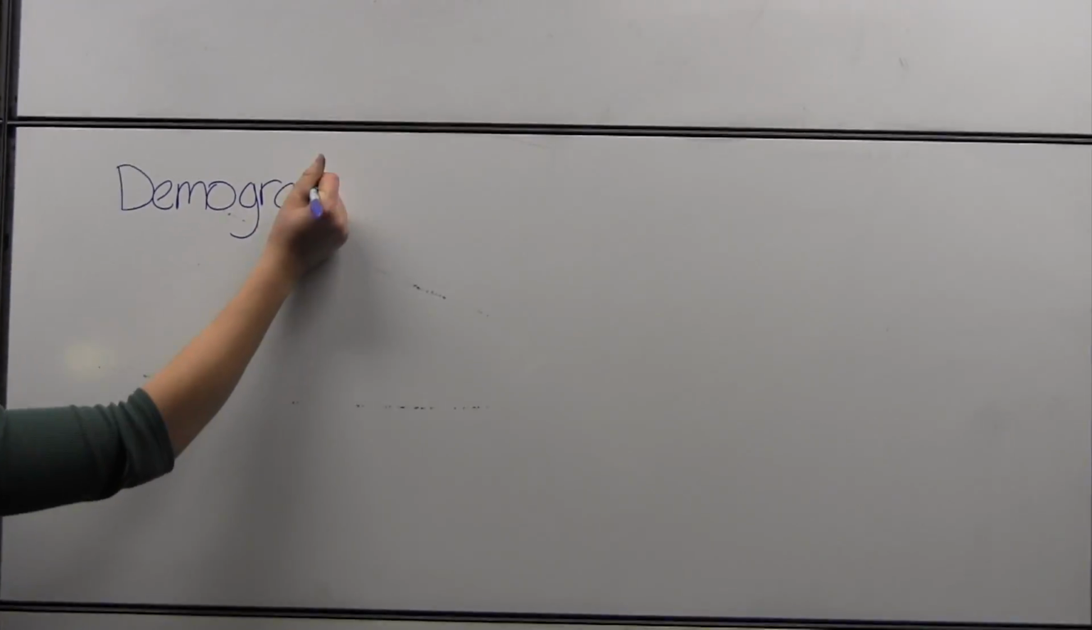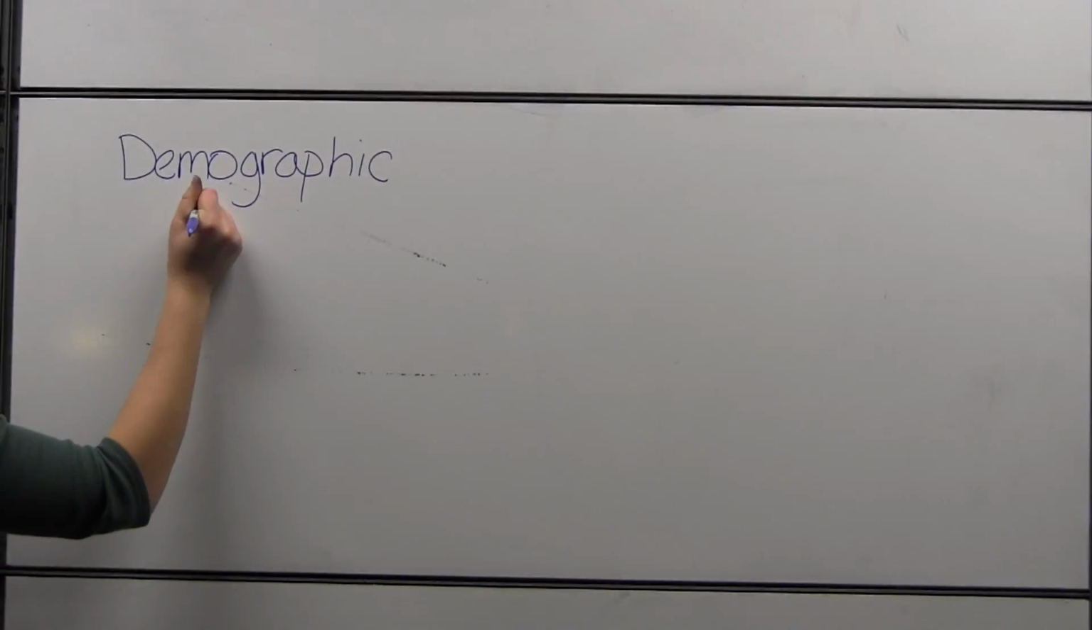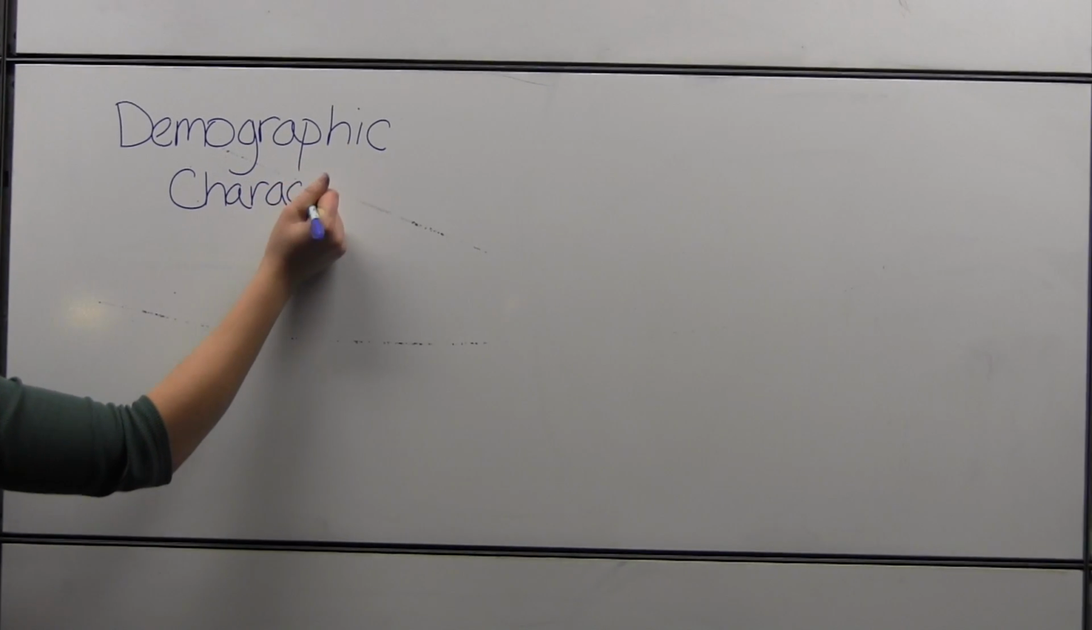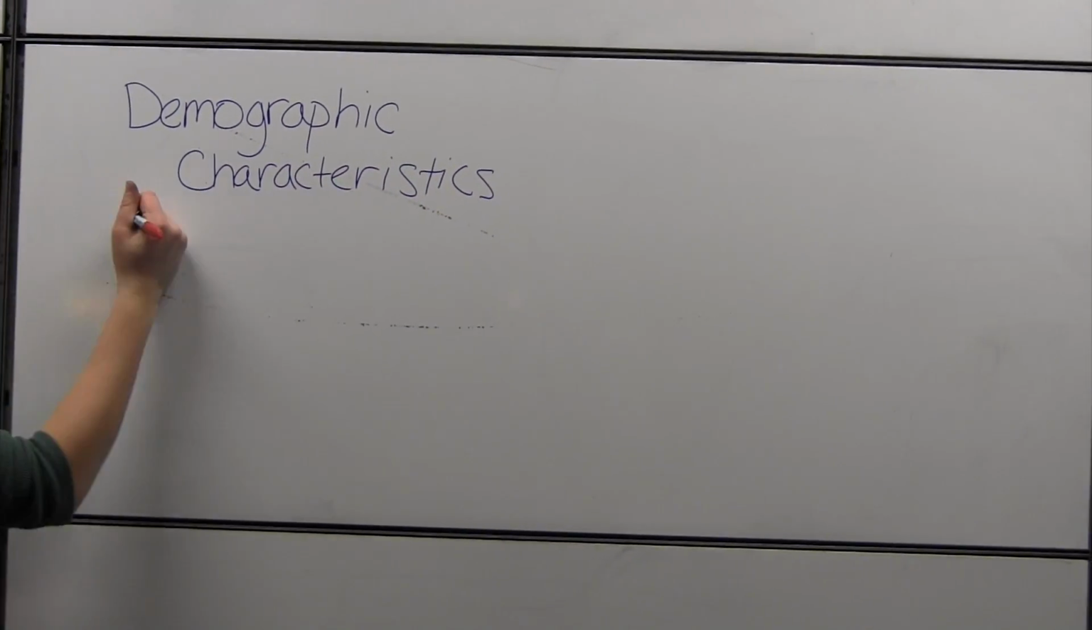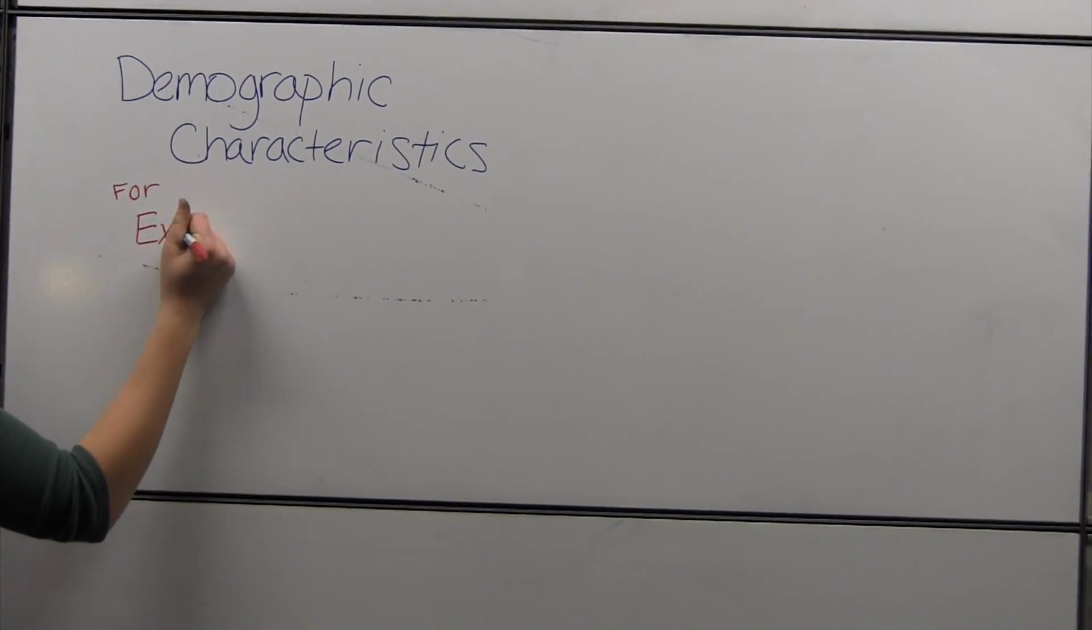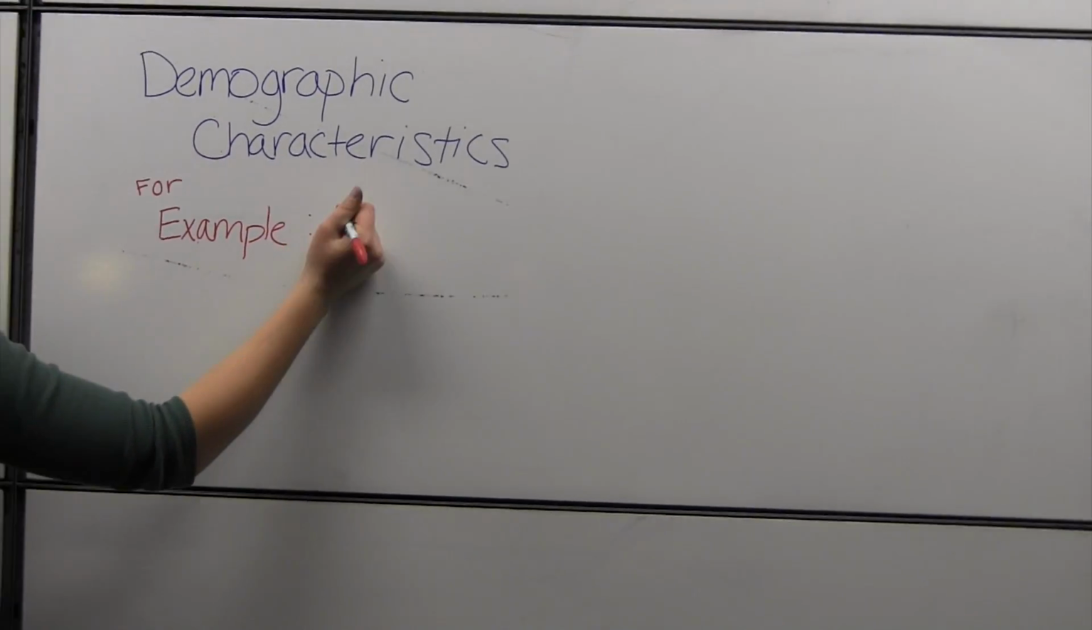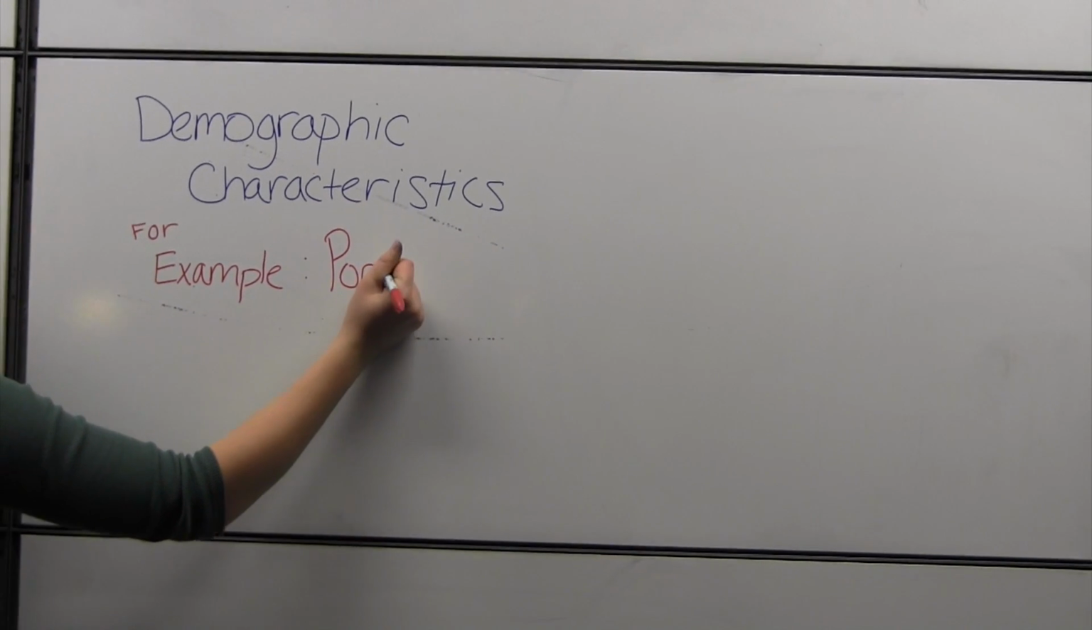For our fifth and final demand shifter category, we will go over demographic characteristics. For example, a change in population will change the quantity demanded for a good at any given price.